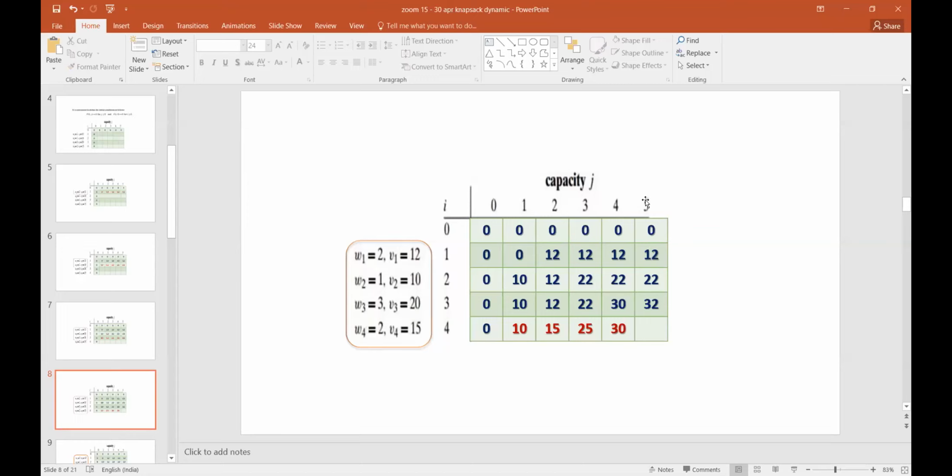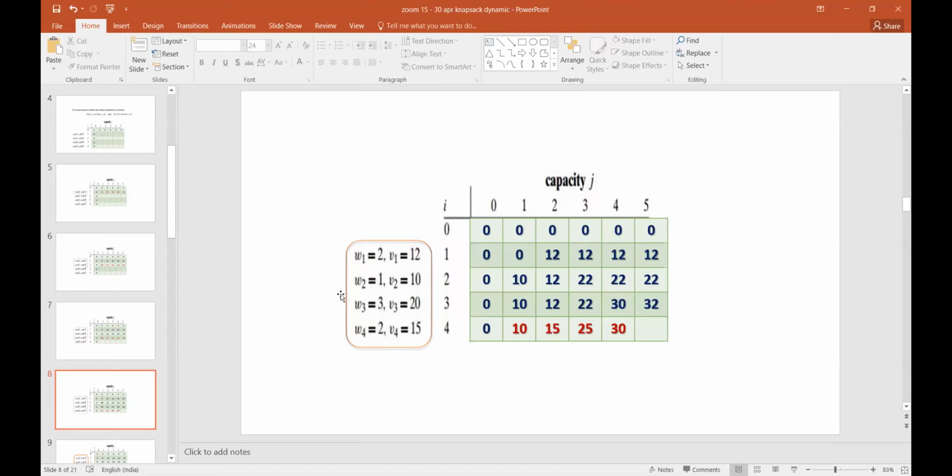If the capacity becomes 5, what next? Then I can include object 4 with weight 2. What next? Can I include weight 3? Because this is 2 plus this is 3, 2 plus 3 gives us 5 kg. What is the profit? 20 plus 15, it is 35. It is better than 32. Can I include this, or do I still have a better option? Can I have this combination?